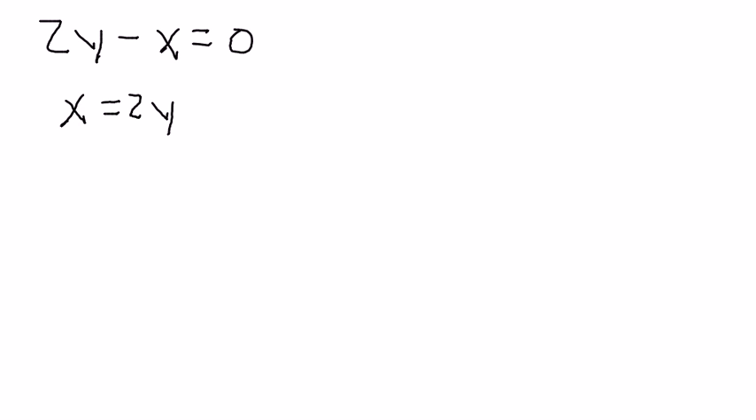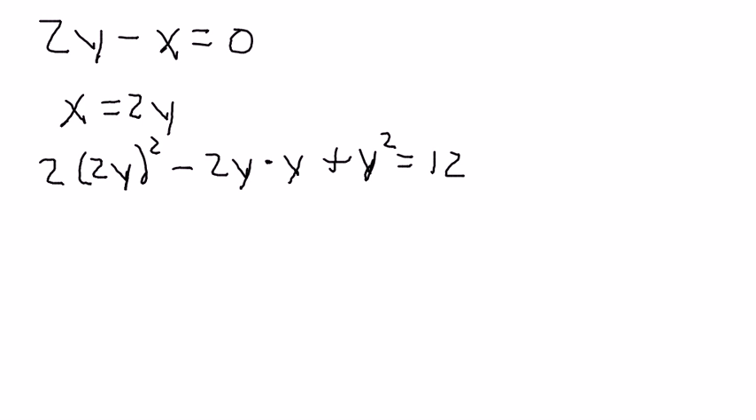So I'm going to rewrite the original equation as 2 times (2y) quantity squared minus 2y times y plus y squared equals 12. That's a lot of y squared, so I get 7y squared equals 12. Or y equals, in my particular case, plus or minus the square root of 12 over the square root of 7, or the square root of 12 sevenths.